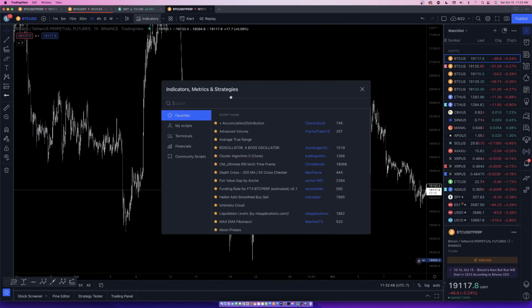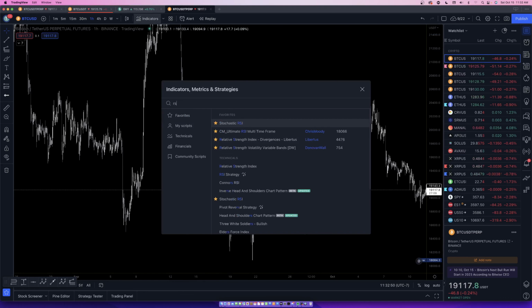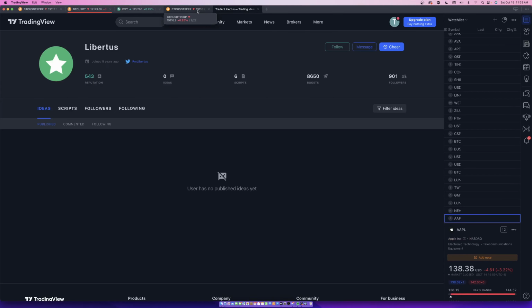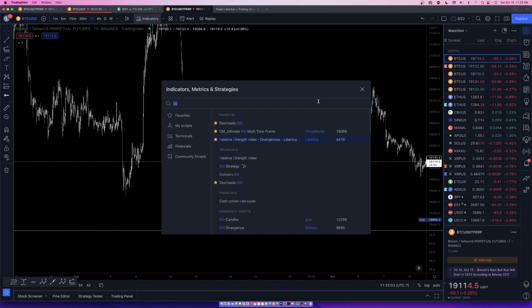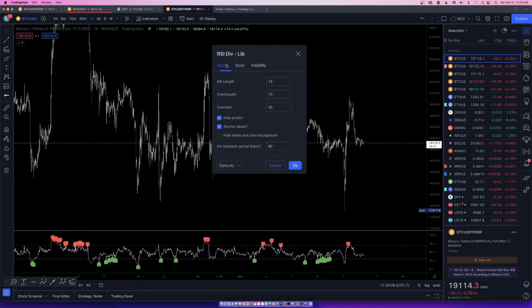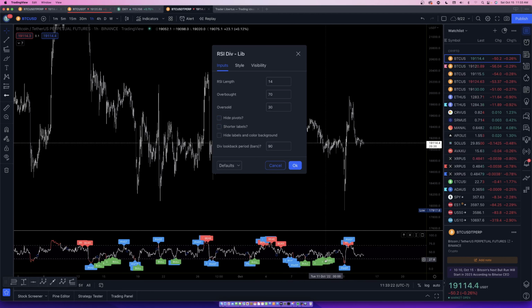But then after a while, I would really recommend this one. It's called the Relative Strength Index Divergences, and it's made by someone named Libertas. So, let me just add that to my chart right here. And let me show you the settings I do. So I uncheck this, I check hide pivots, and I check shorter labels. But just so you can see, it tells you where the bullish and bearish divergences are.